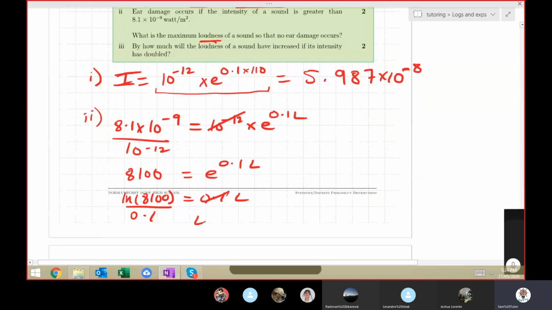L equals 89.9962. So the maximum loudness can be 89.99. Yeah, perfect. I got up to that stage and I'm like, I don't know what to put.